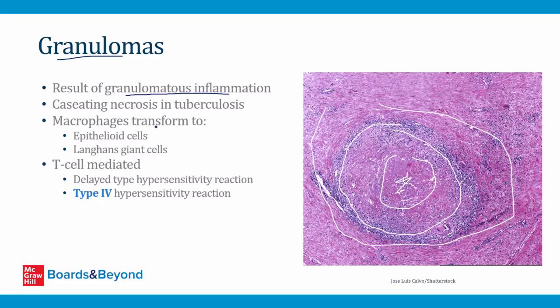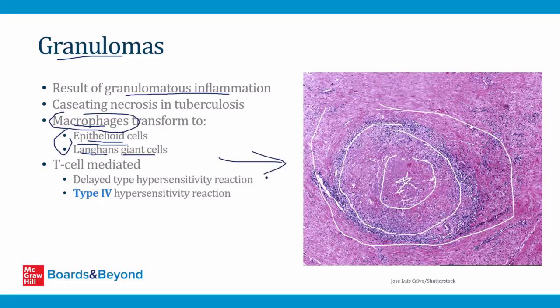If you look at the cell types that you can find inside granulomas, you will find macrophages, but some of them will transform into epithelioid cells. So epithelioid cells are macrophages, but they take on the appearance of an epithelial cell. That's why they're called epithelioid cells. And this is what can happen to macrophages after they've been infected by tuberculosis. And then some of these epithelioid cells will fuse together and they will form cells called Langhans giant cells. And so both these cell types, in addition to macrophages, can be found inside granulomas in tuberculosis.